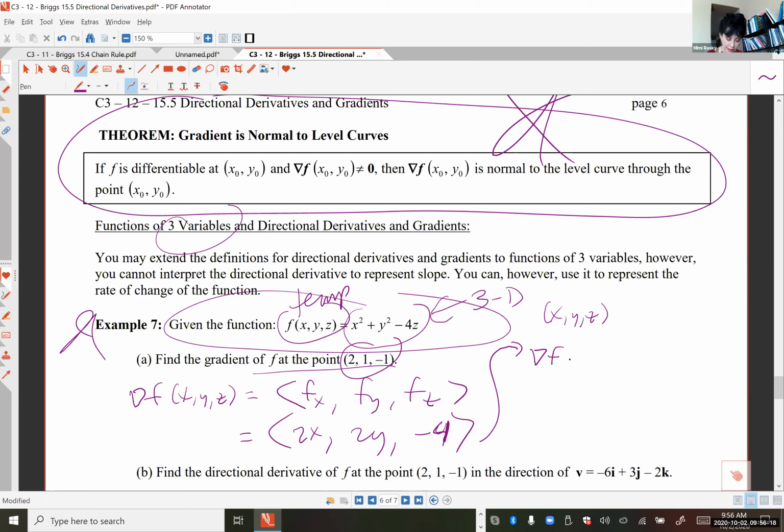The gradient del f at (2, 1, -1) will be, and you're just going to do some substituting, 2 for x, 1 for y, and -1 for z, but there are no z's in this particular gradient. So (4, 2, -4) is my gradient. Okay, fine.